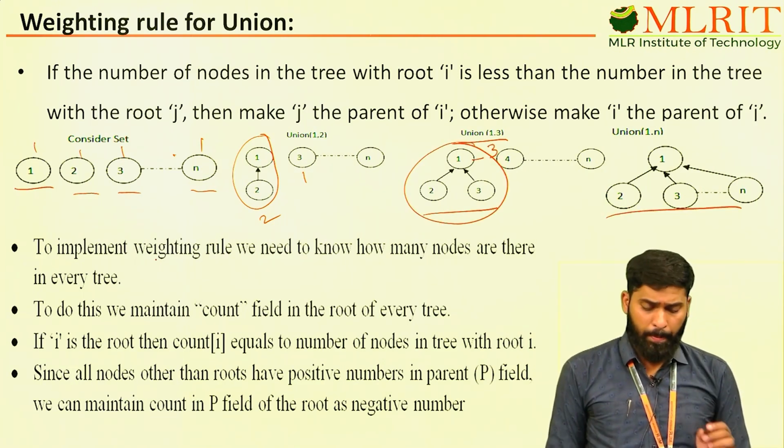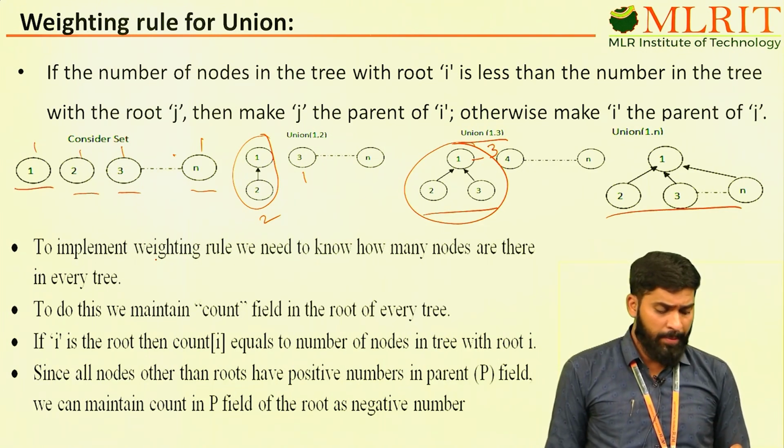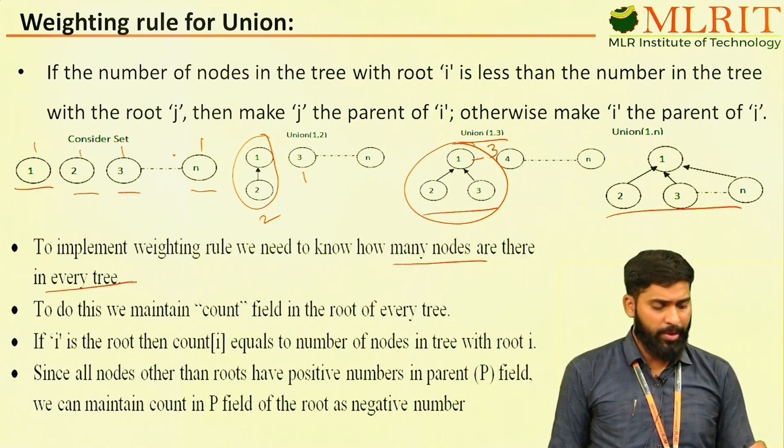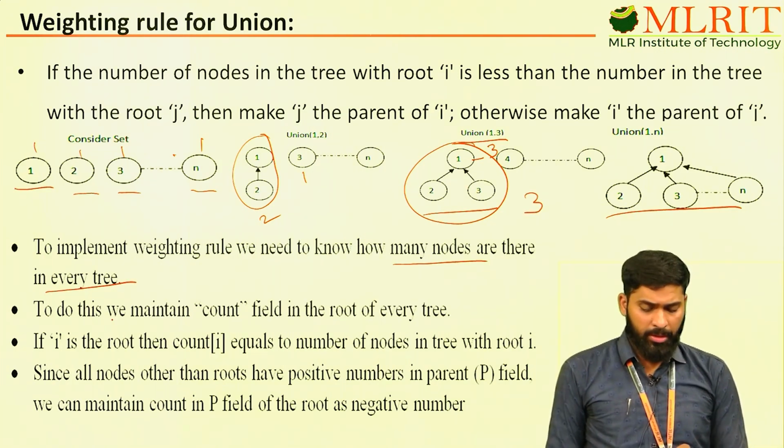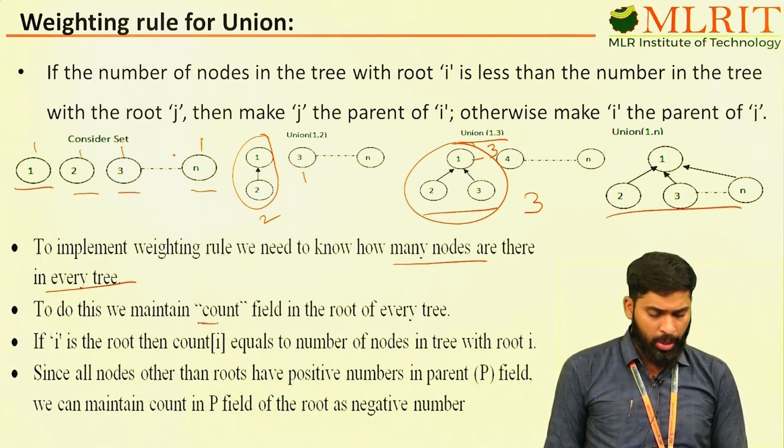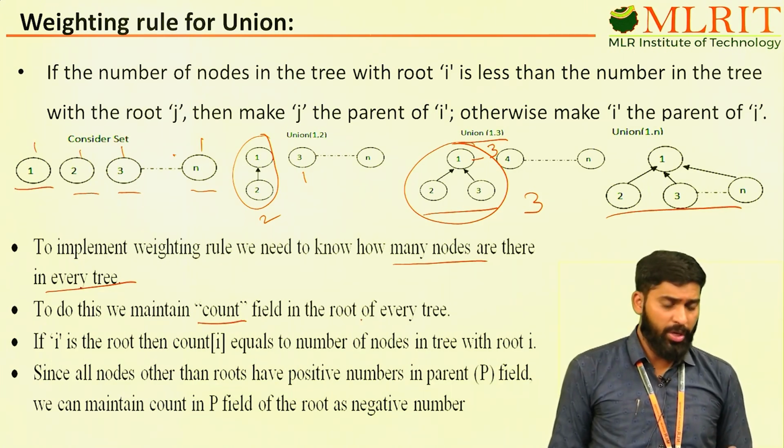To implement the weighting rule, we need to know how many nodes there are in every tree. For this tree, the number of nodes is 3. To do this, we maintain a count field in the root of every tree.